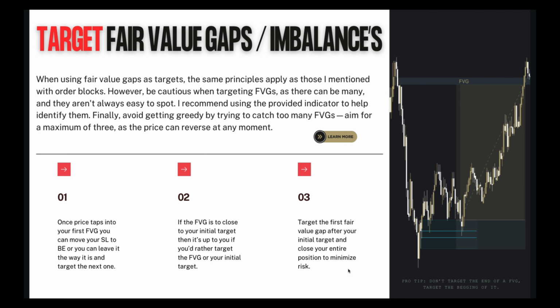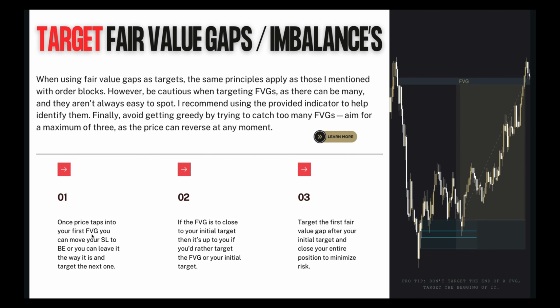So here's the thing, guys. If you were to open up the indicator and just let price play out, you'll notice that at any point, price can reverse after tapping into any of the fair value gaps. So this is a little bit riskier than targeting order blocks, but then again, that's just my opinion. It's up to you and what you see, okay? But you can click the learn more button here in the presentation, or you can check the description down below.